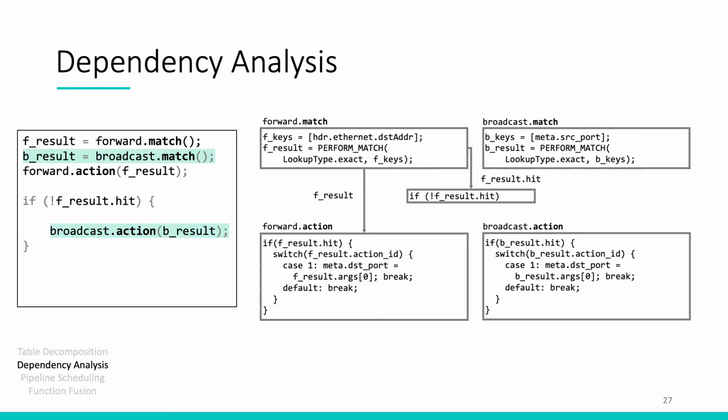In case of the broadcast match, the dependency is similar to the forward match, like this. Here, the forward action and broadcast action modify the same variable, destination port, so they have data dependency on each other. At last, the if statement and broadcast action have counter dependency. Note that the broadcast match is already moved outside of the branch, so the counter dependency of the if statement is combined with the broadcast action only.